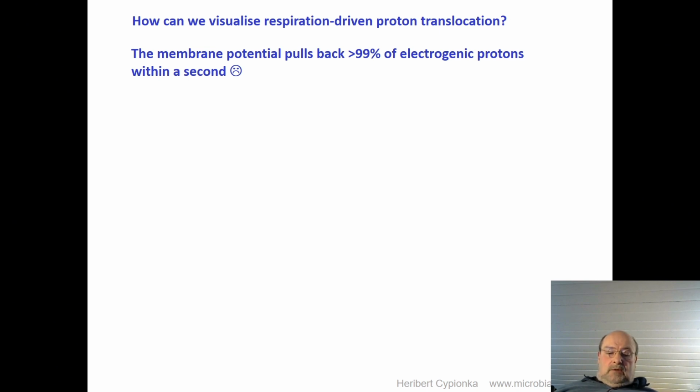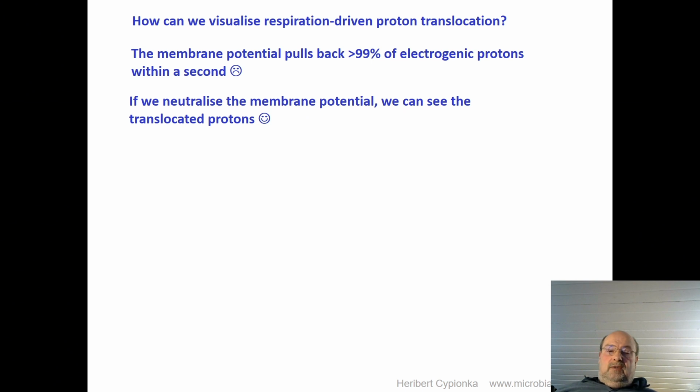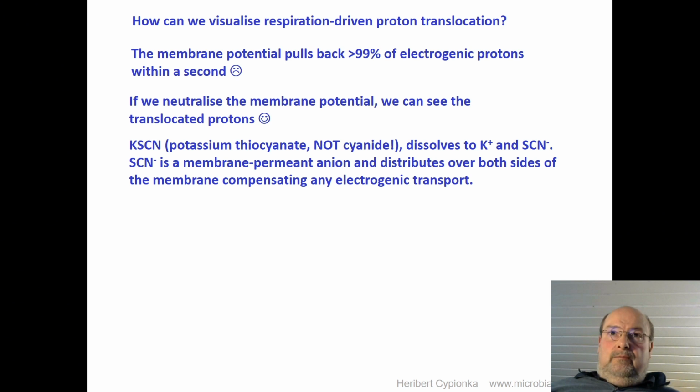And what can we do? So what we do is we neutralize the membrane potential, and then we can see the translocated, the electrogenic vectorial protons. And there's a trick that we can use. And this trick is named KSCN. That's a chemical name. It's potassium thiocyanate. Don't mix it up with cyanide.